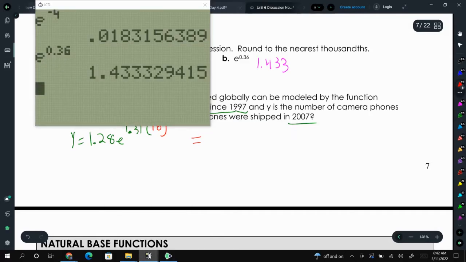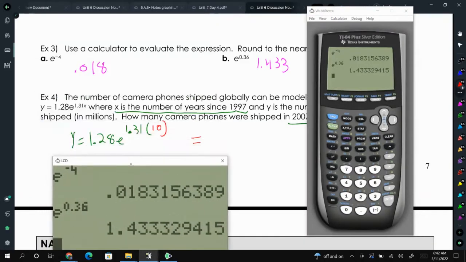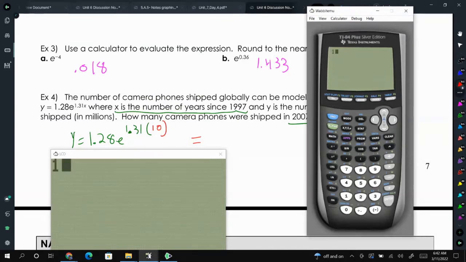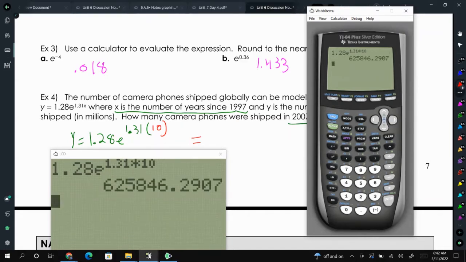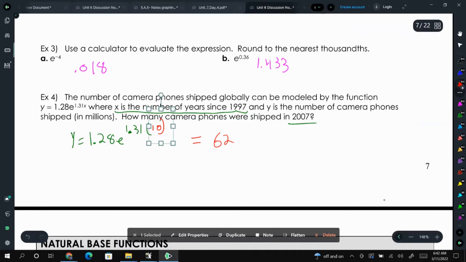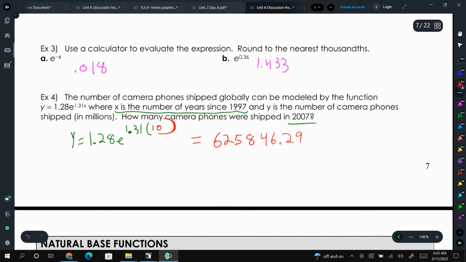So we can type that in the calculator. 1.28, and to get e to some power, we do second ln, and we do 1.31 times 10, all in the exponent, and get that big number there, 625,846.29. So we just type that in the calculator to get our answer.